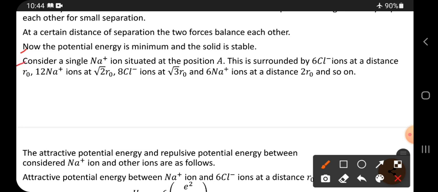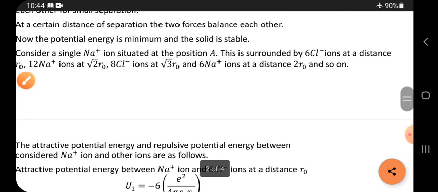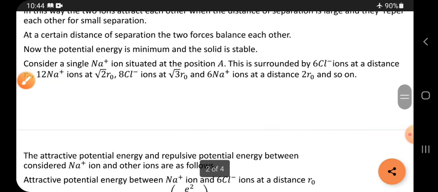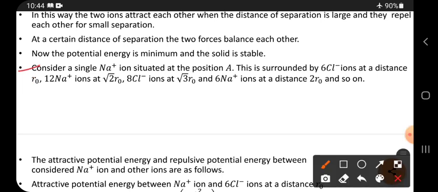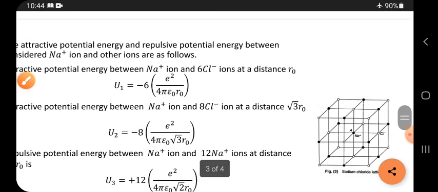Consider a single sodium ion situated at position A. This is surrounded by six ions at a distance r. Here there is a diagram. If you see the diagram, then you can understand. Consider a single sodium ion situated at position A. See the diagram.